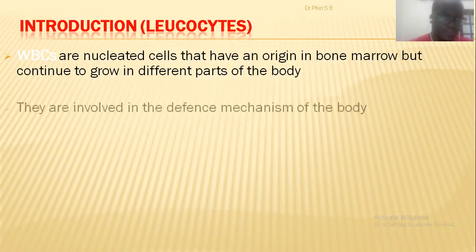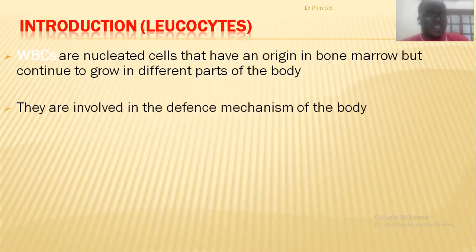So these white blood cells are involved in the defense mechanism of the body. So the immunity of the body, you're talking about the functions of white blood cells. We'll go into detail. There's another lecture that is just dedicated to immunology or immunity. So you appreciate why I'm saying white blood cells are the ones that are involved in the defense mechanism of the body, especially the lymphocytes.